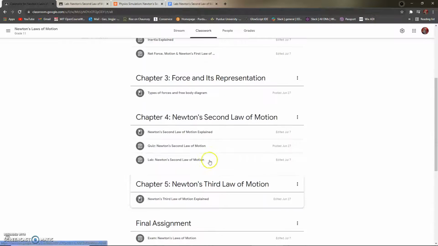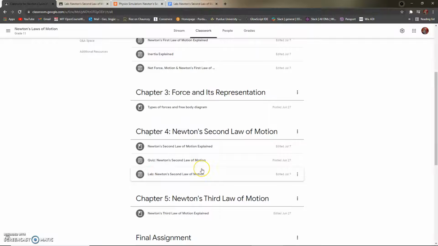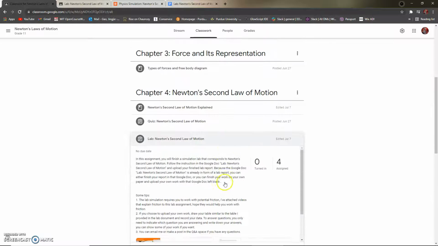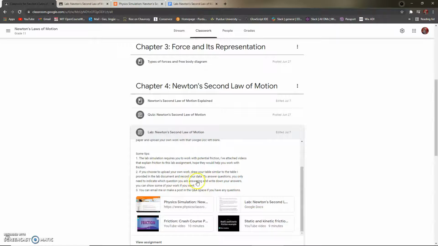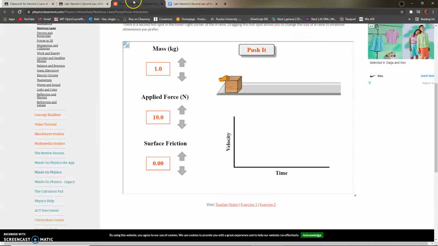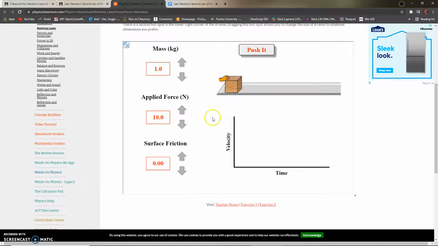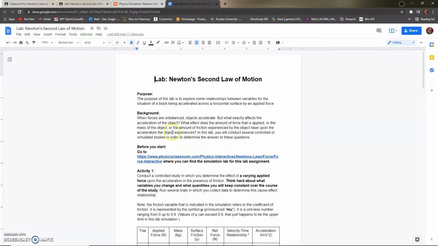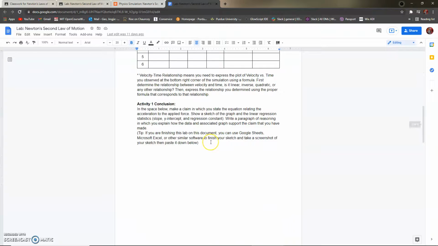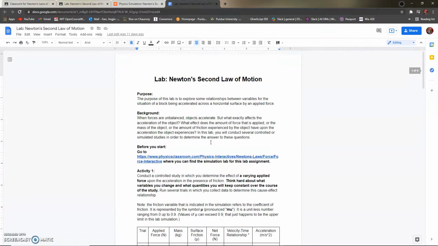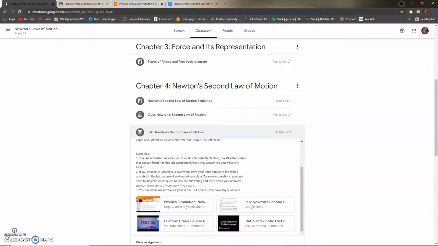And I think the most interesting part I created in this IM is the lab assignment in chapter 4, which is Newton's second law of motion. So I found an interesting simulation online and wrote the whole lab report myself. It took me some time to figure everything out, but I think the final outcome looks pretty good. So this is it, the IM I created for Newton's laws of motion.